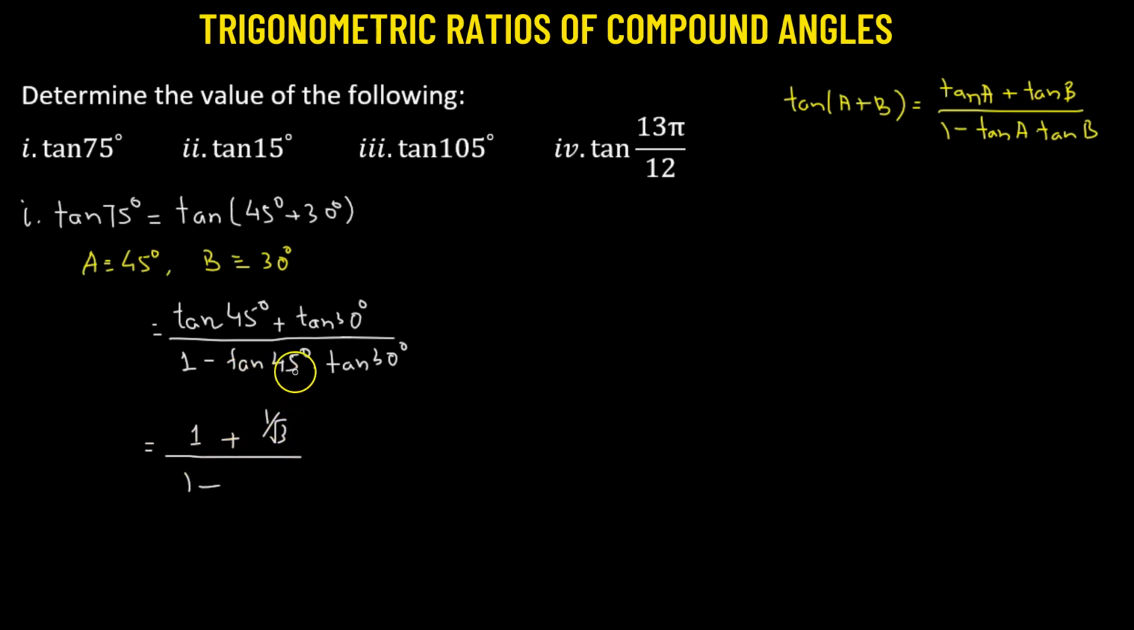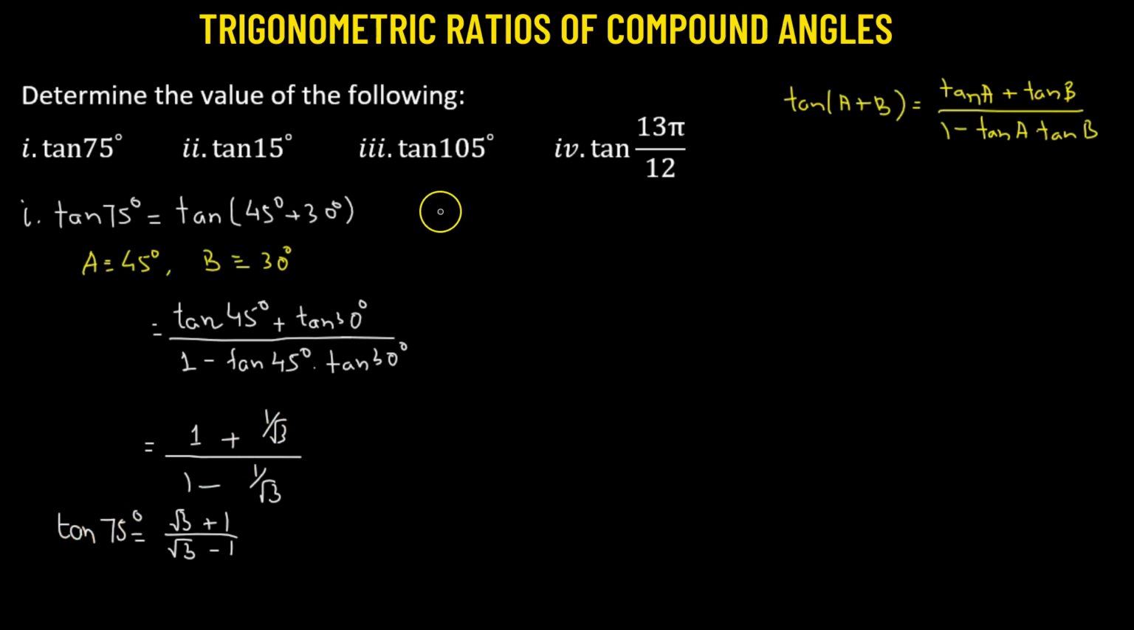whole divided by 1 minus, so tan 45 degree, that's 1. Tangent 30 degree, that's 1 over square root of 3. Now when we simplify this expression, we're going to get square root of 3 plus 1 divided by square root of 3 minus 1. So this is the value of tangent of 75 degrees.